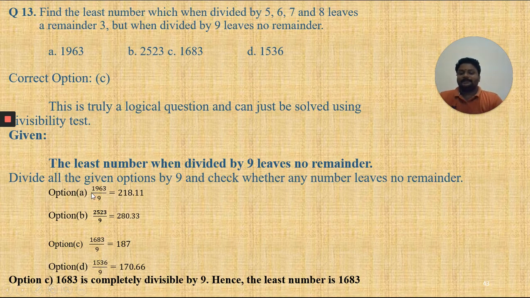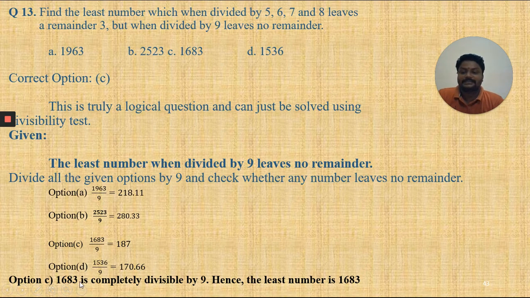So option A, 1963 divided by 9 gives 8.11. Option B, 2523 divided by 9 is equal to 280.33. Option C, 1683 by 9 is equal to 187. Option D, 1536 divided by 9 is equal to 170.66.